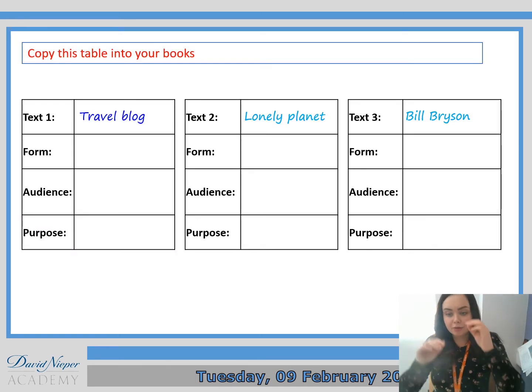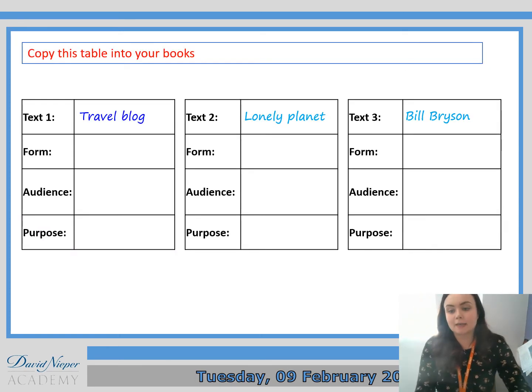So these are the three texts that we are having a look at today. So you're going to need to copy these tables into your book for me. So the first text is a travel blog. Okay, the second text is Lonely Planet, and the third text is Bill Bryson's text. So you need three of these tables because you need to decide what the form is, who the audience is, and what the purpose is for each of these texts.